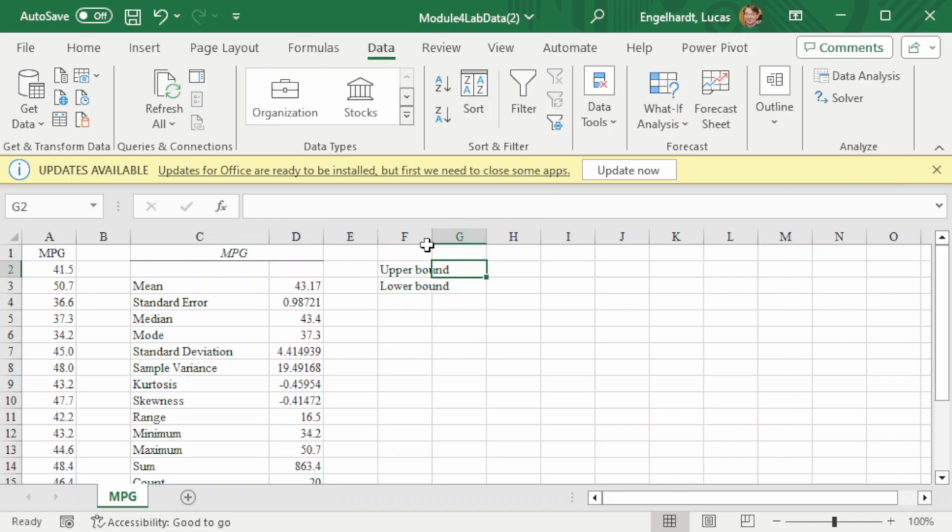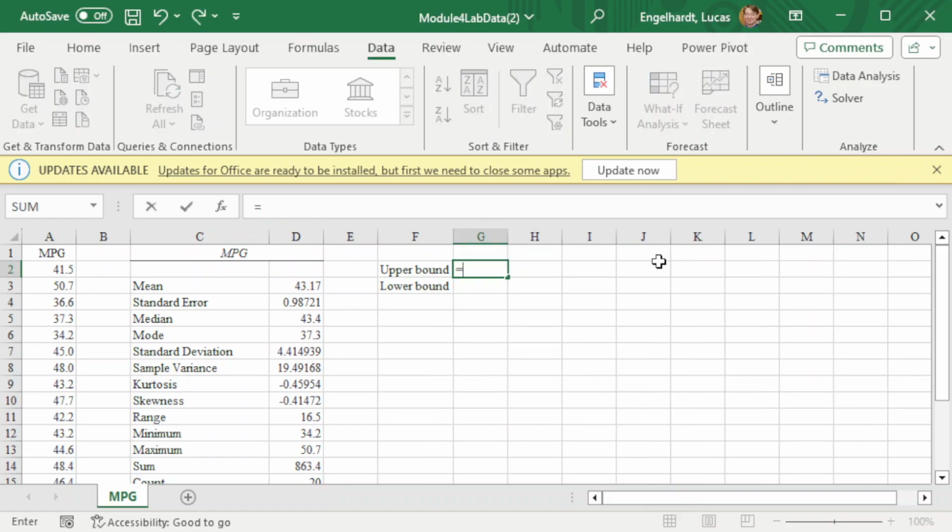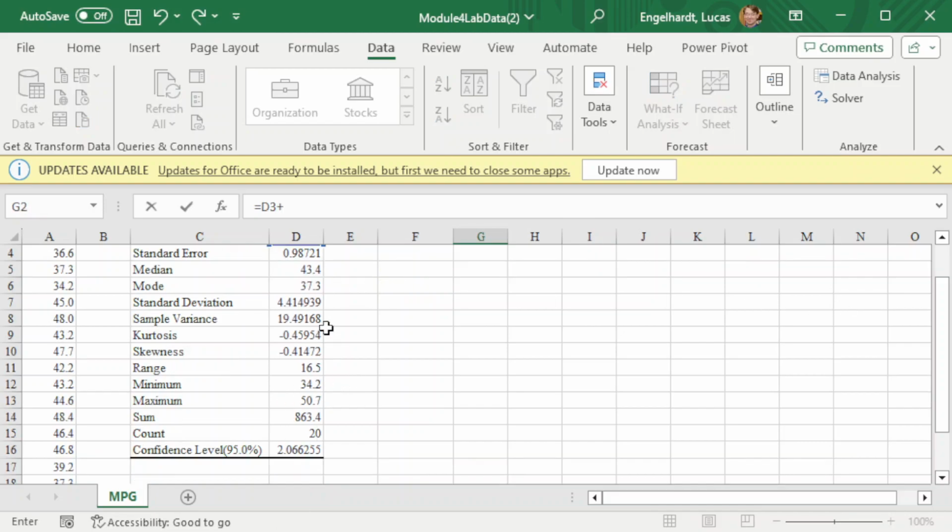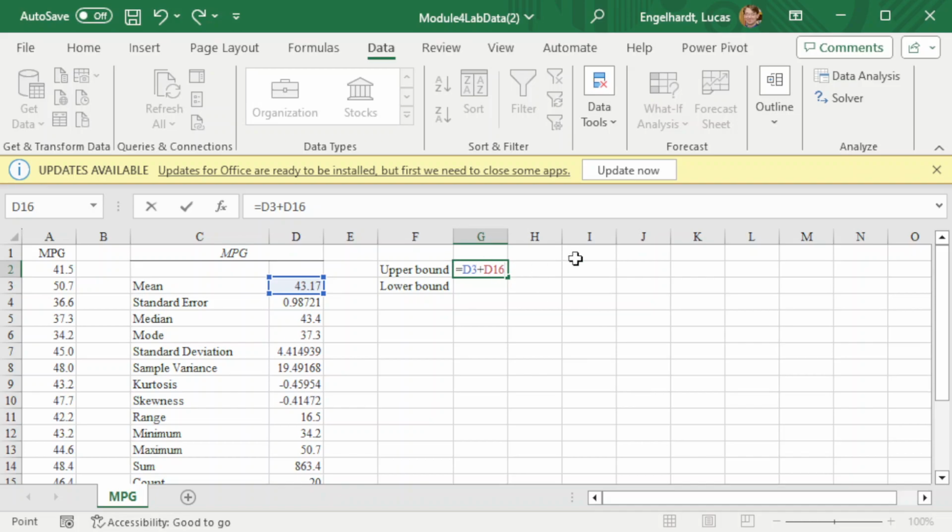And the formula here is really quite straightforward. For the upper bound, we take the mean, which is located for me in D3, and then add to that the margin of error, which at confidence level 95% is this 2.066255. Right, so there's my formula. Mean plus the margin of error gives me the upper bound.